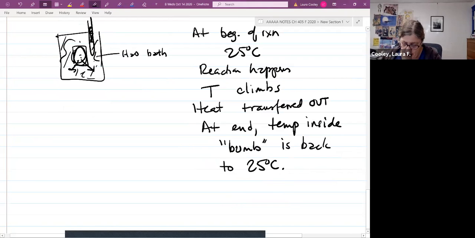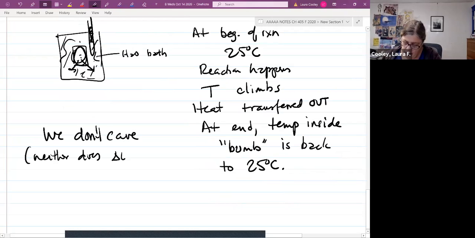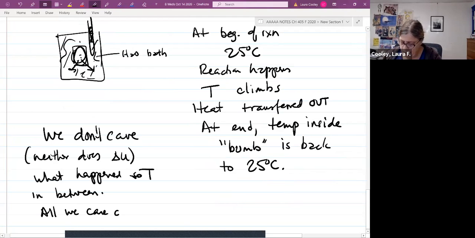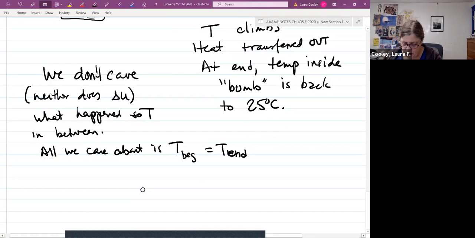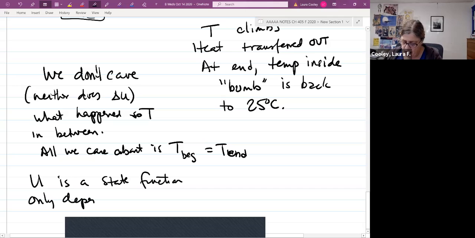And so we don't care, and neither does delta U, what happened to the temperature in between. All we care about is that the temperature at the beginning is the same as the temperature at the end. And the reason why we don't care what happened in between is because internal energy is a state function, and it only depends on the current conditions.